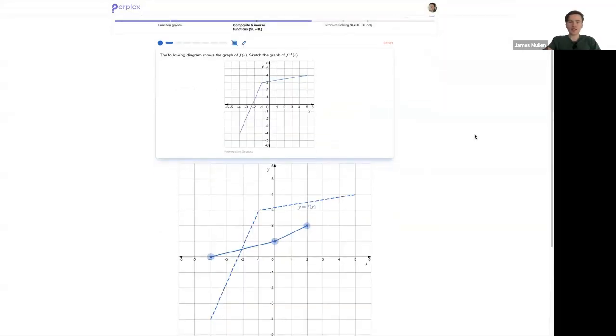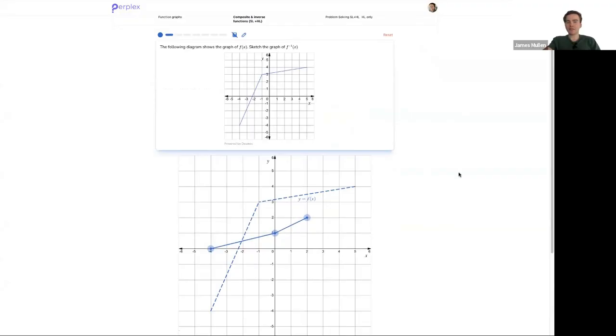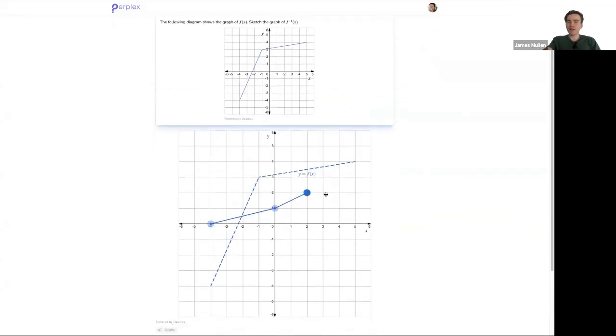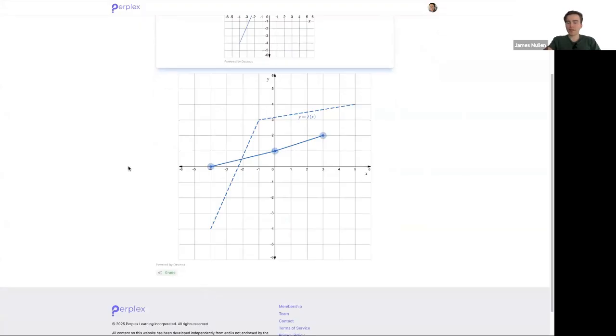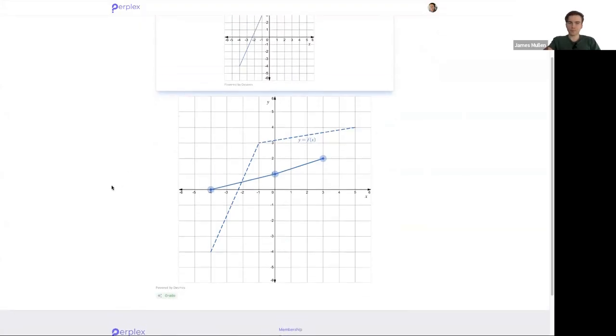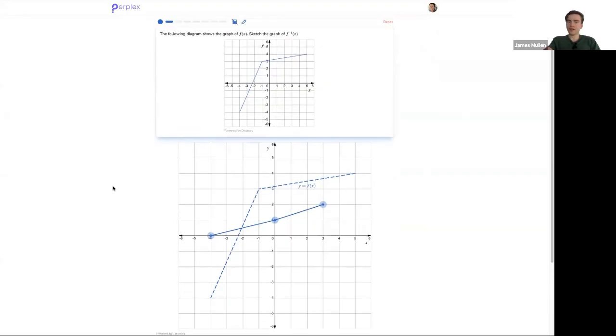So here's a little exercise. I want you to sketch the graph of f negative 1 of x. This, by the way, you just drag these points around, and once you get them in the right place, you hit grade, and it'll tell you if you got it right. I'll give you a minute for this as well.